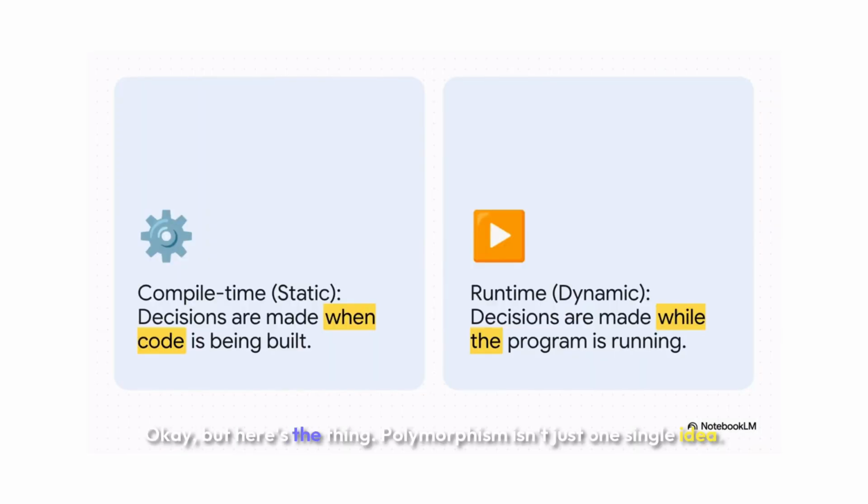Okay, but here's the thing. Polymorphism isn't just one single idea. It actually comes in two main flavors. First, you've got compile-time polymorphism, which is also called static. This is where all the decisions are made and locked in when you're building the code. Then there's runtime polymorphism, or dynamic, where decisions are made on the fly while the program is actually running. For this explainer, we're going to zero in on that first type, the compile-time solution.